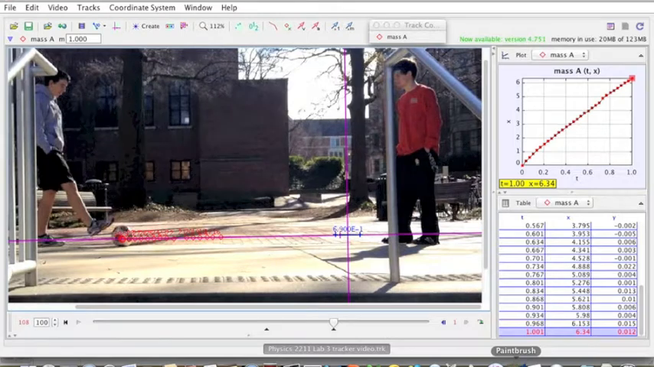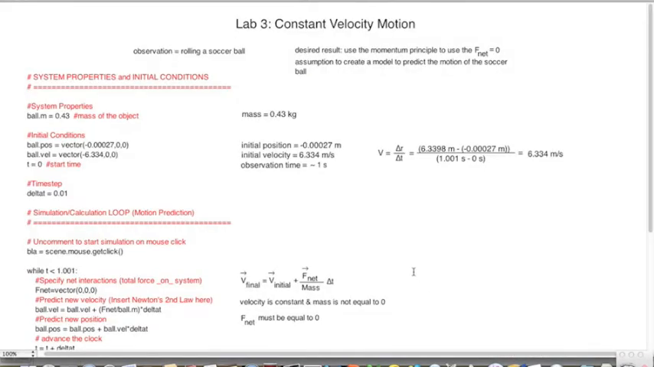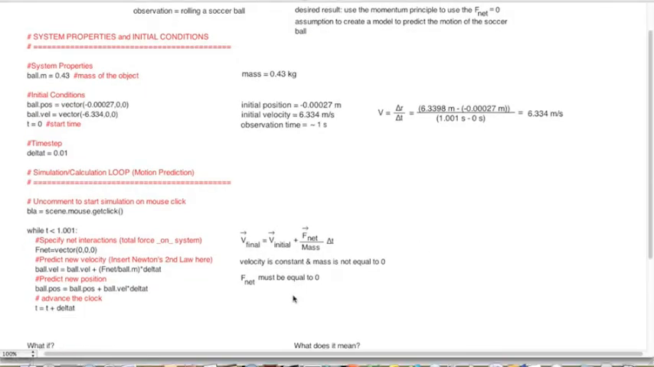In order to model this using Python, we use the momentum principle. Here we have the equation: the final velocity is equal to the initial velocity plus the net force over the mass times the time interval. Since we're moving at constant velocity, the final velocity must equal the initial velocity. In order for that to be possible, the net force acting on it must be 0. That will cancel this term out, and it will leave the final velocity equal to the initial velocity. So here I have my setup.